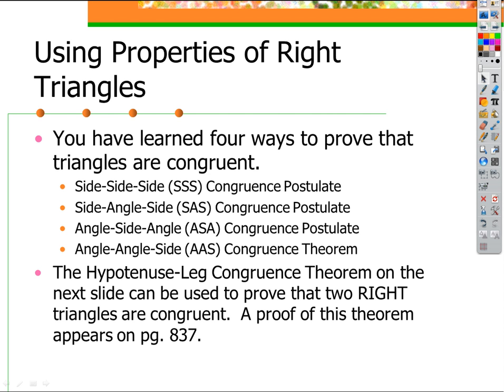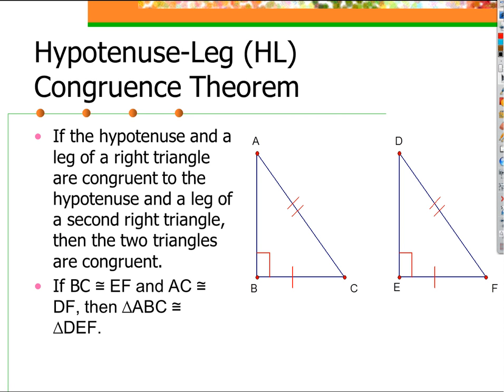Now, we get an even better shortcut. If we're dealing with right triangles, we have the hypotenuse leg congruence theorem. What this tells us is that if we have 2 right triangles, if the hypotenuse and 1 leg of one right triangle are congruent to the hypotenuse and 1 leg of a second triangle, then just from those 2 congruences, I know that the triangles are congruent.